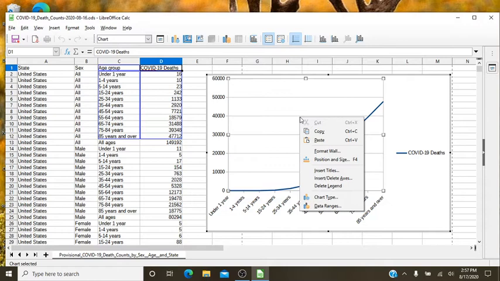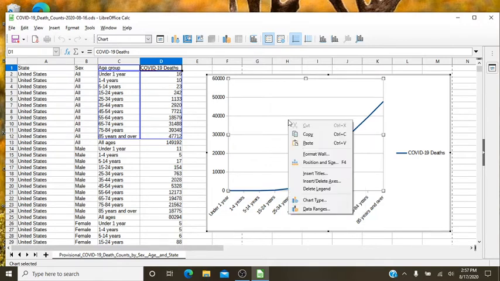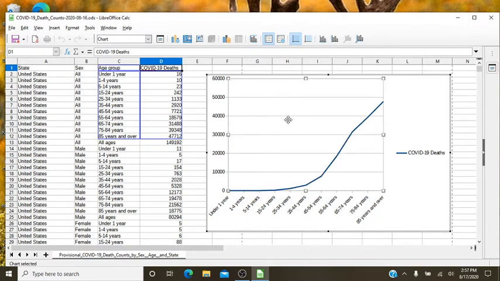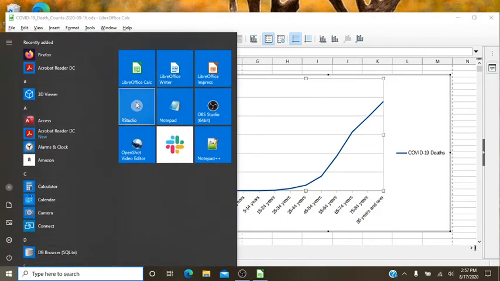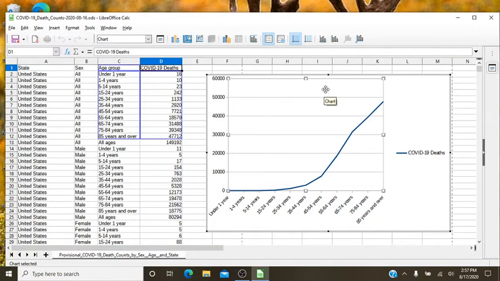So can we actually save the chart type? Can we copy it? That's okay. So we can see age is the single biggest determining factor.